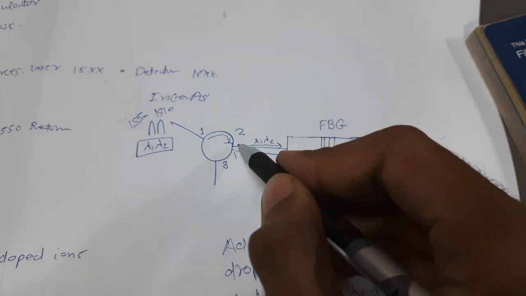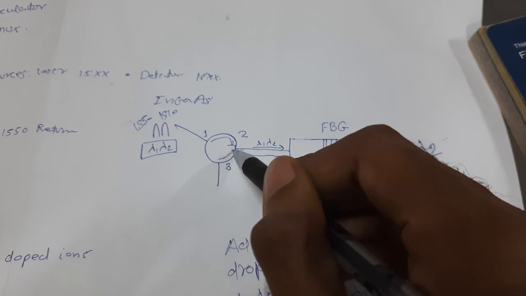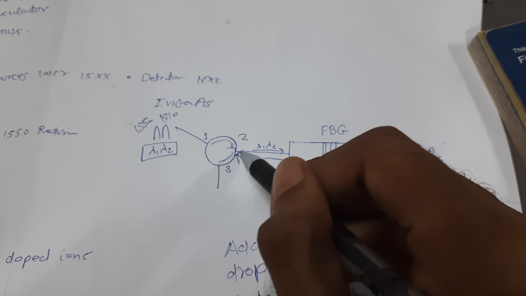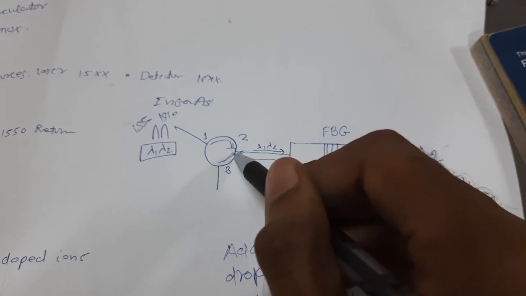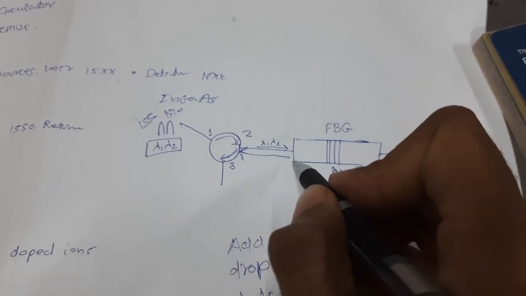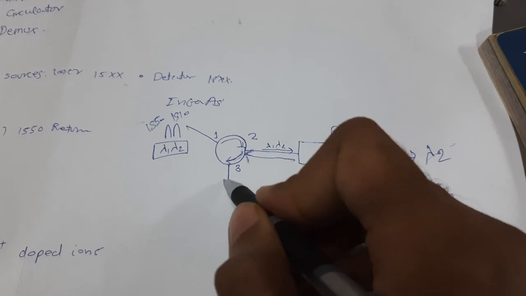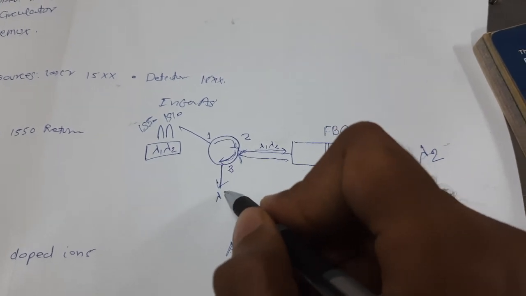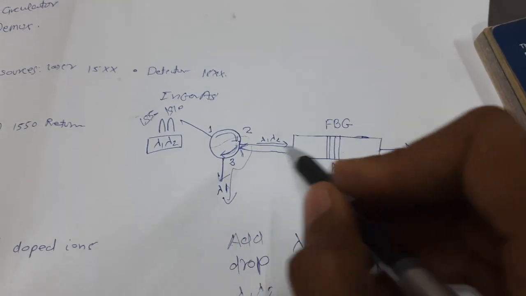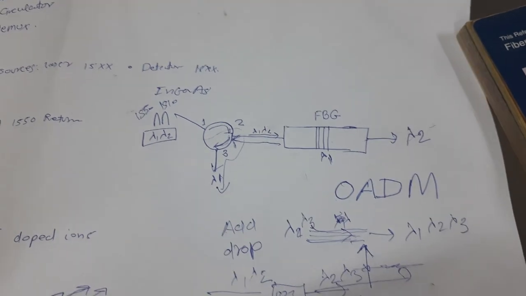It comes back at port 2 and works like an input to port 2. Any input to port 2 will go to port 3 because this is a circulator. So this lambda 1 is reflected back and goes to port 3, so you will get lambda 1 here. This signal has been dropped, and all other signals have been passed. So this is dropping of the signal.